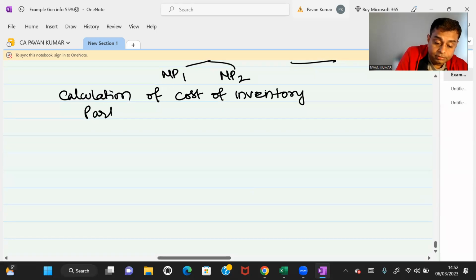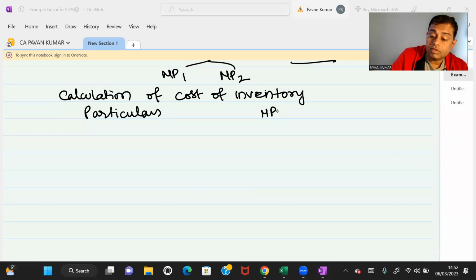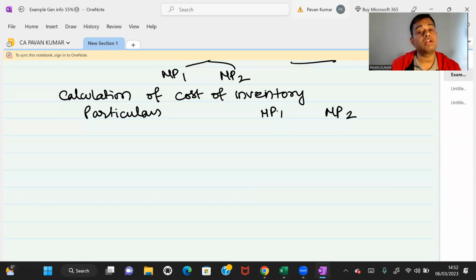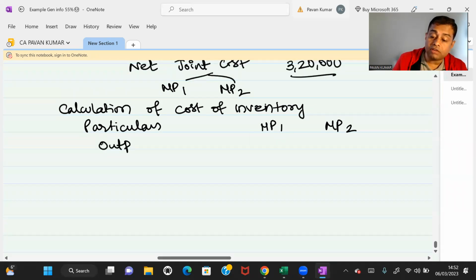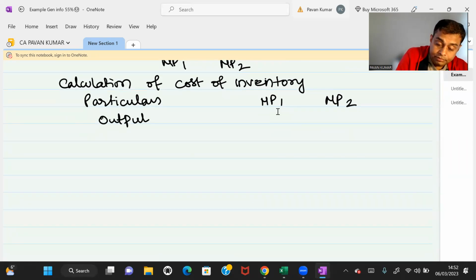Under that particulars, main product one, main product two. Okay, we'll write the output. What is the output? Can someone tell me the output of main product one and main product two, please? Without wasting time, please tell me fast what is the output of MP1 and MP2?